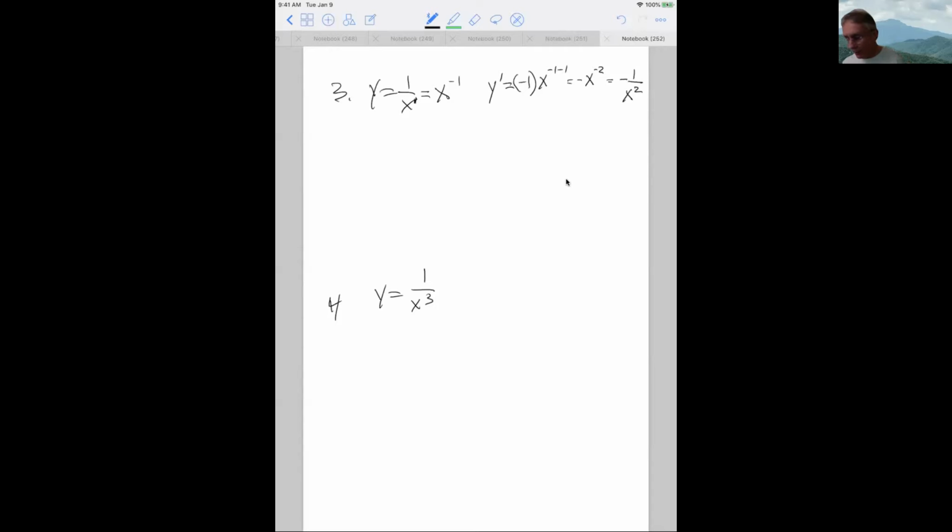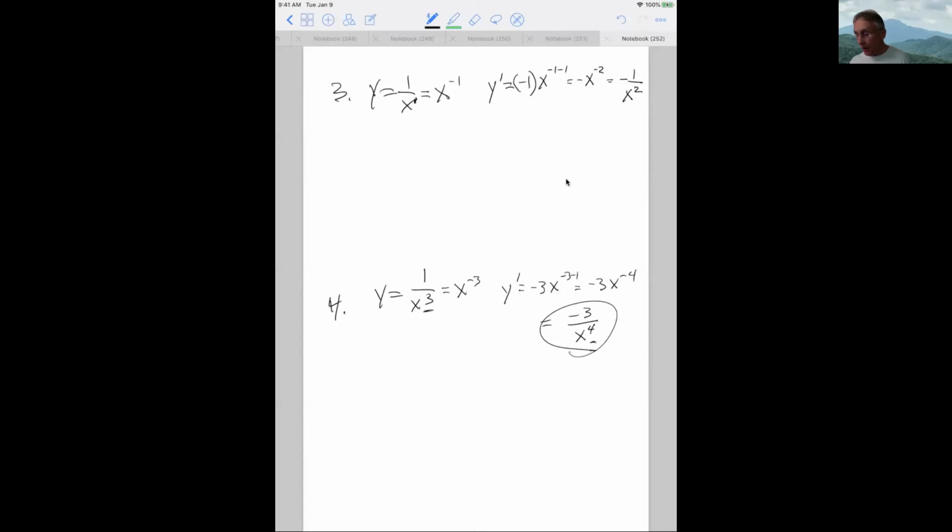All right? So let's look at number 4 now. Let's do the same thing. It's the same concept. This is equal to x to the negative 3. So y prime is equal to, bring the negative 3 down front, subtract 1, and we get negative 3x to the negative 4. If I want that answer with the positive exponent, that's negative 3 on top and x to the 4th on the bottom. Again, notice the exponent increased by 1 in the denominator. And this time we got the coefficient because we had to take the exponent down front. All right? Questions on that at all?